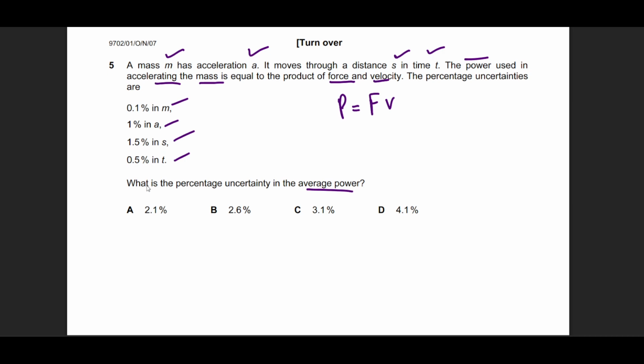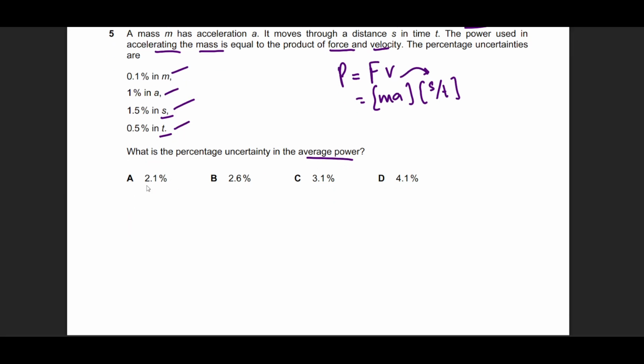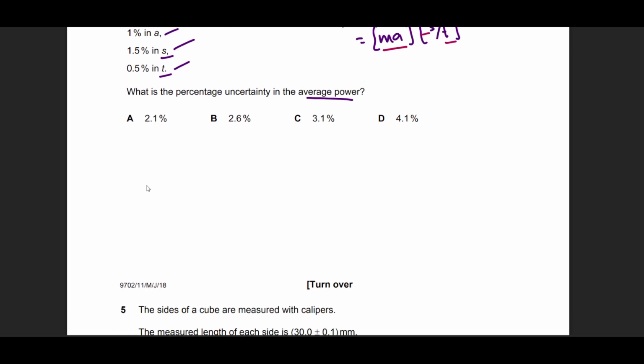Now, what am I supposed to do with this? Can I replace these values? So I remember that from second law, F is equal to ma. What about velocity? So there is a distance, there is a time. So I can write down s divided by t in place of velocity. My formula is complete. Now notice that there is some multiplication and there is some division. Now when there is multiplication or division, we employ the percentage uncertainty function. What is that going to look like?